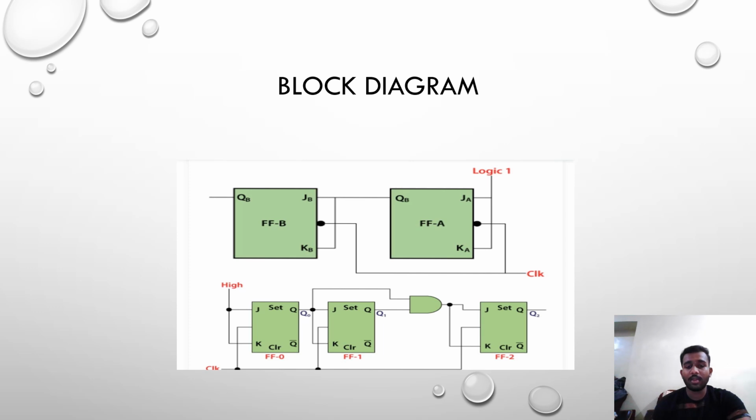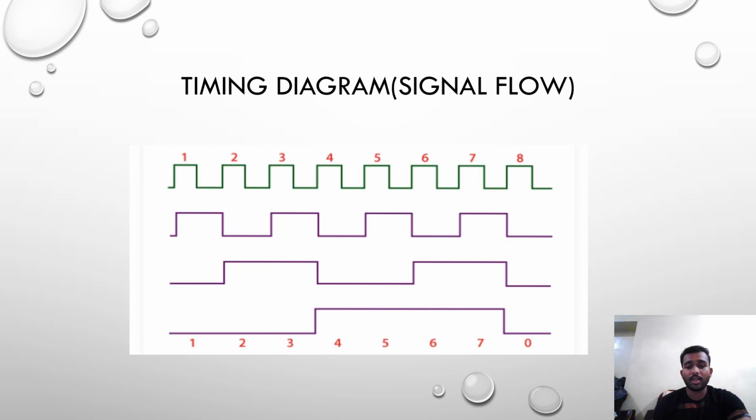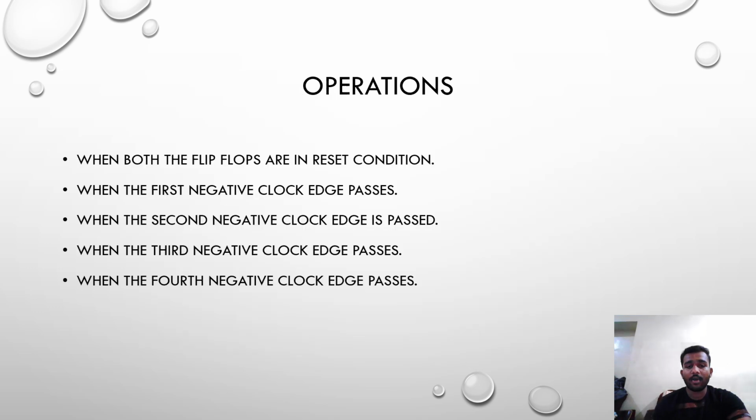The explanation is in the past slide. Here is how the timing diagram flows. Operations of a synchronous counter: when both flip-flops are in reset condition, when the first negative clock edge is passed, when the second negative clock edge is passed, when the third negative edge is passed, when the fourth negative edge is passed.